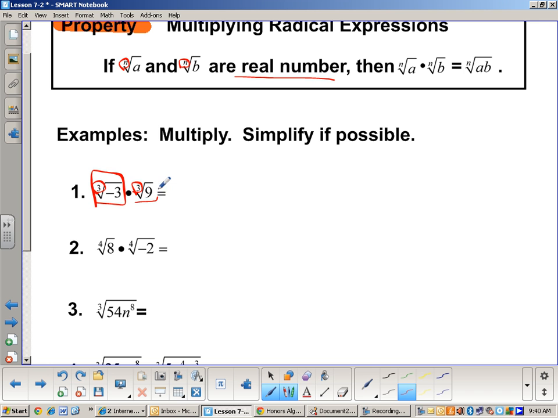The cube root of 9, that's also a real number, right? And so we can apply the rule. The rule says that since the cube root of negative 3 times the cube root of 9 are both real numbers, then I can blend them together as the cube root of negative 3 times 9. Okay, I'm going to go real slow, to make sure that you don't lose what's going on here. What is negative 3 times 9? Negative 27.